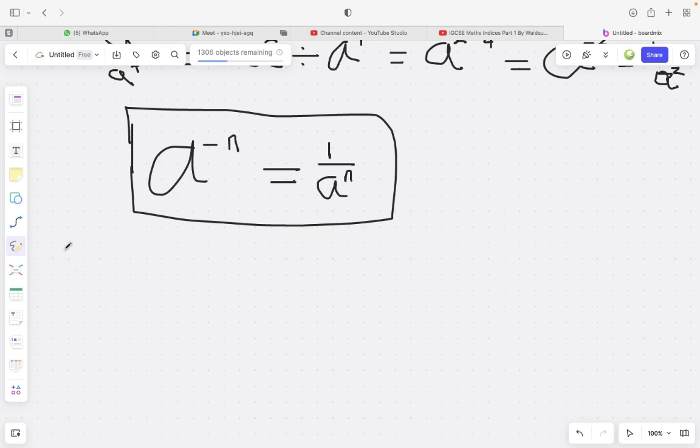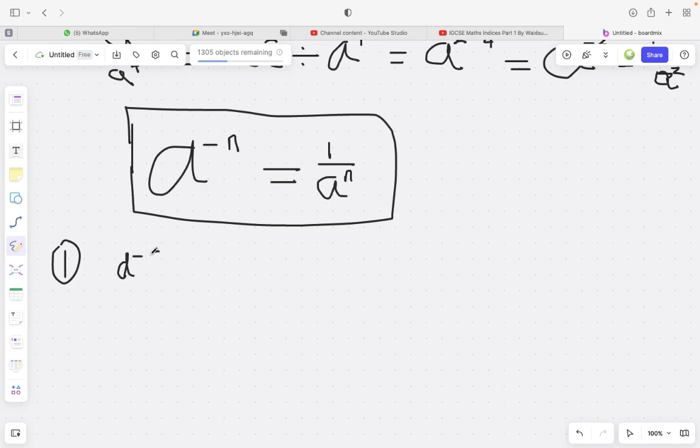Question number 1, we solve some questions. Question 1, we say D, if they give you, they say simplify. Use the laws of indices to simplify each of these. Write the answers using the positive indices.